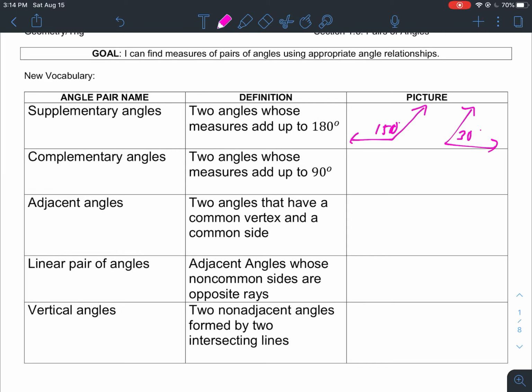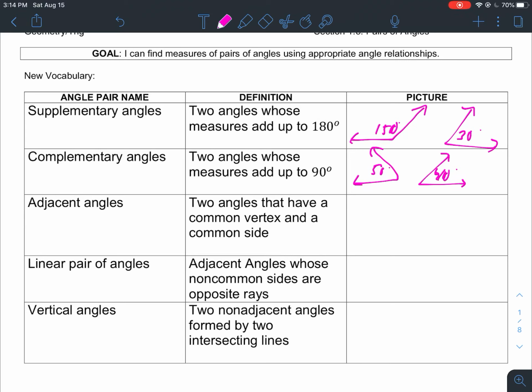Complementary angles, same thing, except now they add up to 90. So this time I'm going to draw one angle that's 50 degrees and another one that is 40 degrees. And 40 plus 50 is 90, so therefore those two angles are complementary.